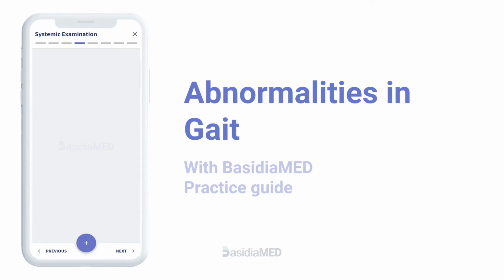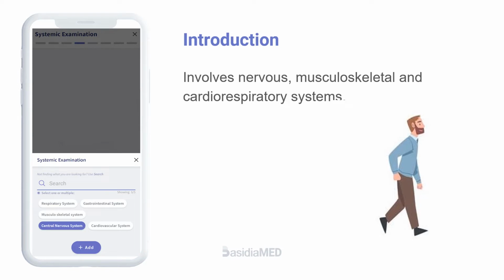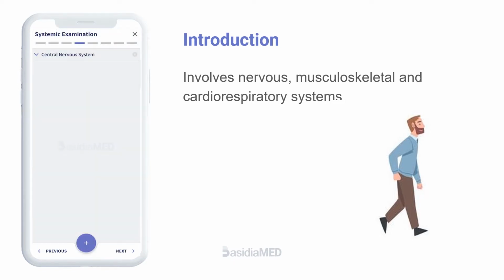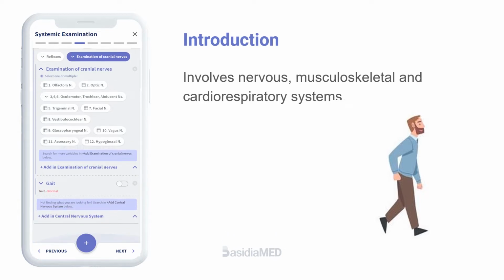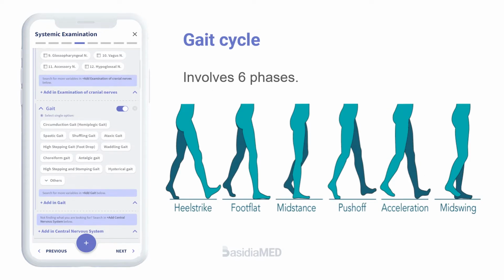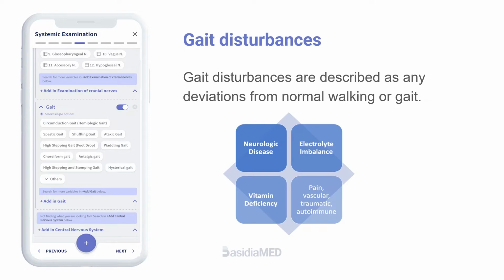Abnormalities in gait. Human gait is a complex interplay of the nervous, musculoskeletal, and cardiorespiratory systems. The gait pattern is influenced by age, personality, mood, and sociocultural factors. The gait cycle has 6 phases as shown in the diagram. Gait disturbances are described as any deviations from normal walking or gait.